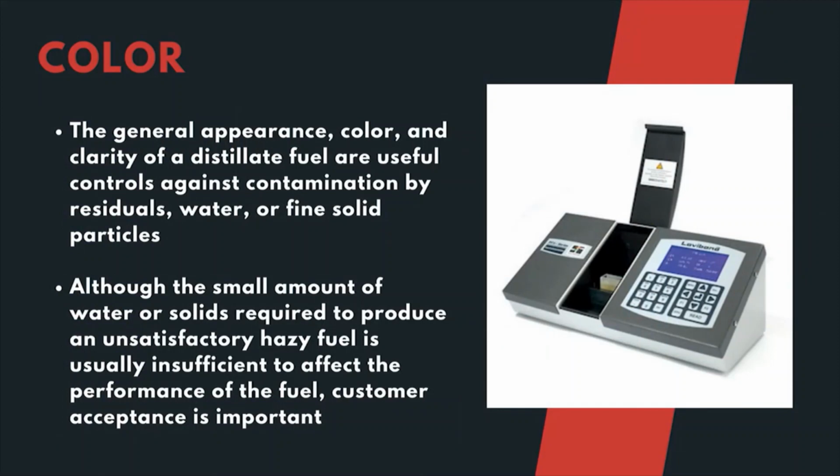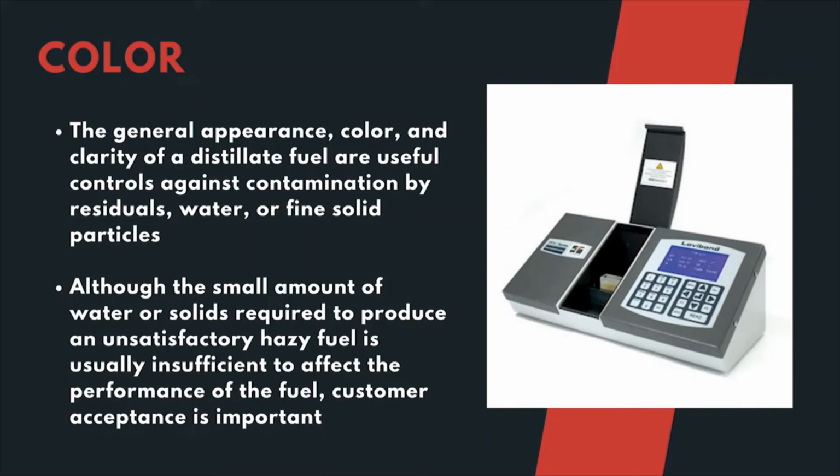Color of a product or intermediate stream. The general appearance, color and clarity of a distillate fuel are useful controls against contamination by residual. For example, if fuel oil is contaminated in diesel, then the diesel will look turbid and blackish. It cannot be taken to market. Similarly, if diesel is mixed with kerosene, then the kerosene color will be yellow. So, it will not be accepted as kerosene inside the market.